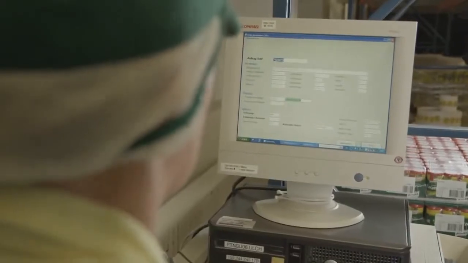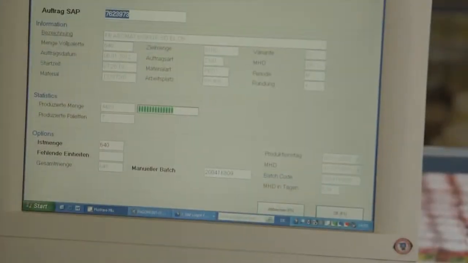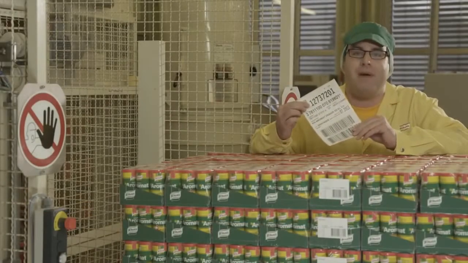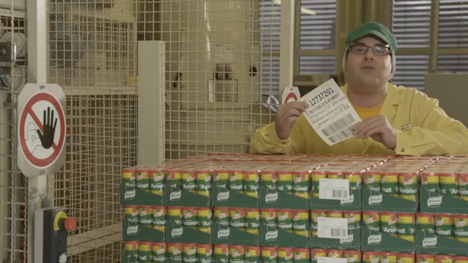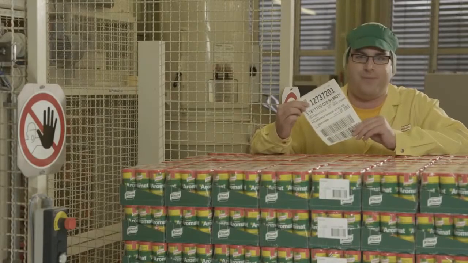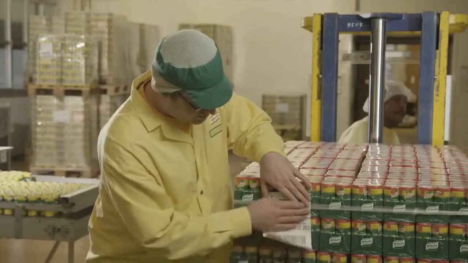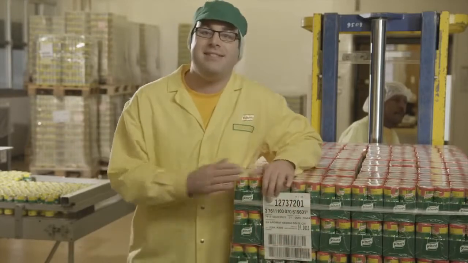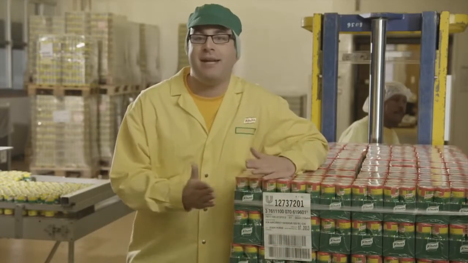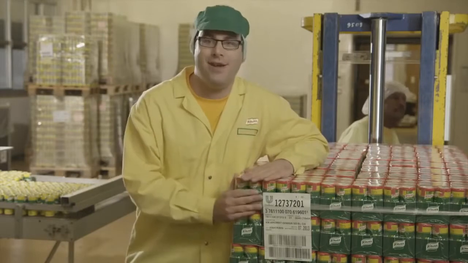The IT system uses the SSCC to link all related information about the product, such as batch numbers or production dates. The SSCC is encoded into a GS1 128 barcode and is printed onto a logistic label. The SSCC enables the manufacturer to store and find this pallet in the warehouse.